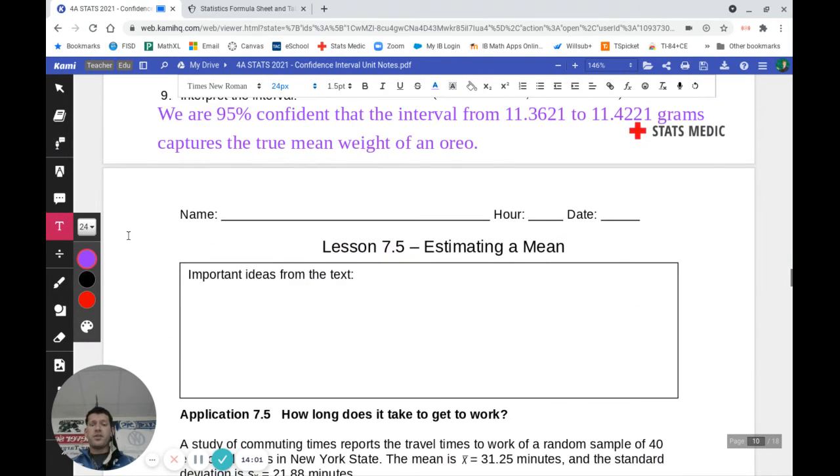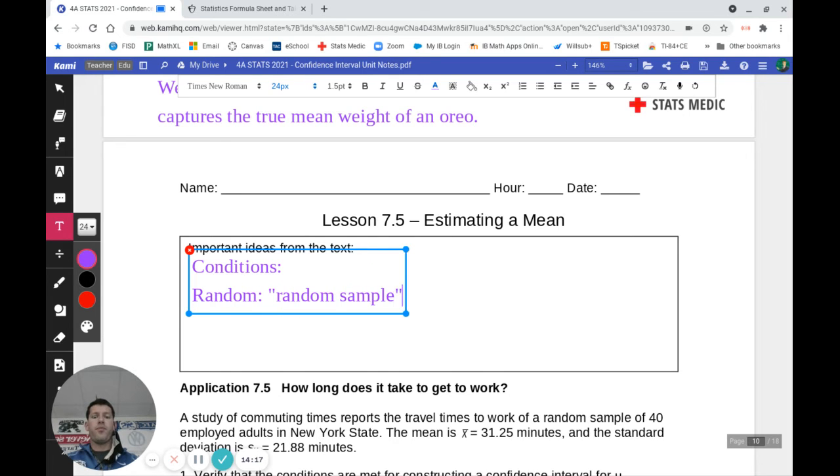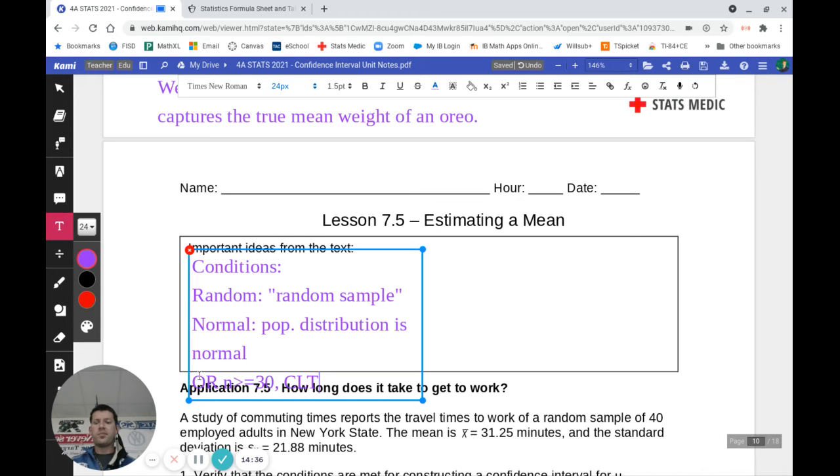So let's wrap this up on page 10 here, some important ideas. They're going to be very similar to our important ideas for proportions, confidence intervals. So we need to check the conditions. We need to check random. We need to see something about a random sample. And then normal. We're either going to see that the population distribution is normal or n is greater than or equal to 30, which is going to be from the CLT telling us that it's normal. The central limit theorem.